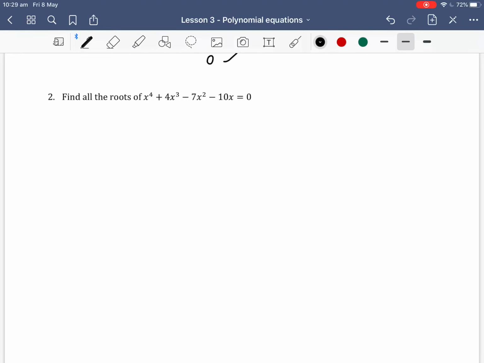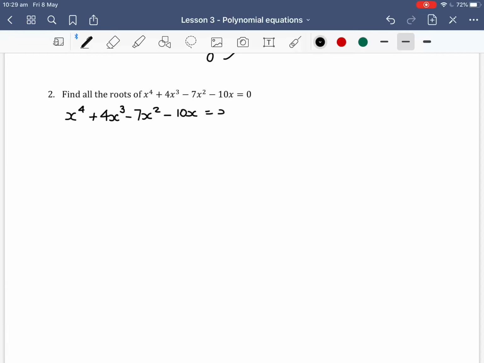And they are our zeros of our polynomial. Moving on to example 2, we want to find all the roots of our polynomial x to the power of 4 plus 4x cubed minus 7x squared minus 10x equals 0. So for our polynomial, we can take out a common factor of x. So we're going to take x out the front, so then we have x cubed plus 4x squared minus 7x minus 10.